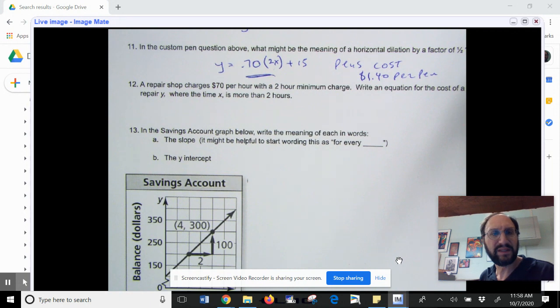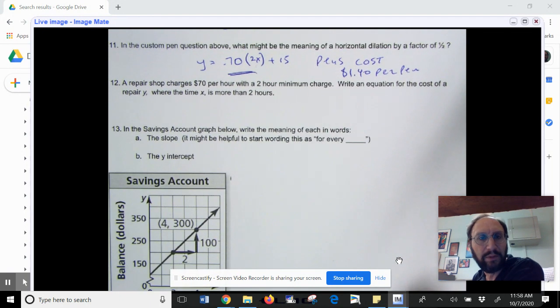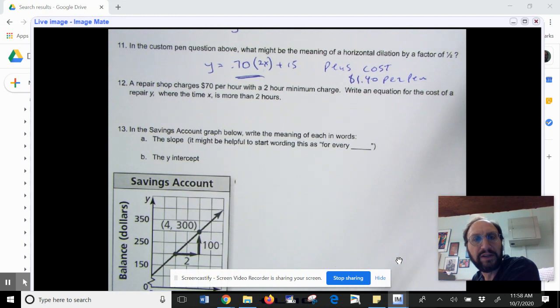Here we go. I'm starting on number 12. Let's see, the last two problems. A repair charges $70 per hour with a 2-hour minimum charge. Write an equation for the cost of a repair Y where the time is more than 2 hours. Now, this is a little bit interesting.